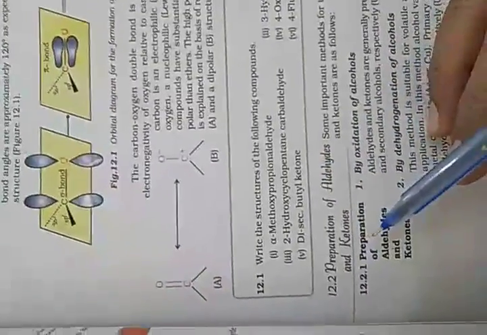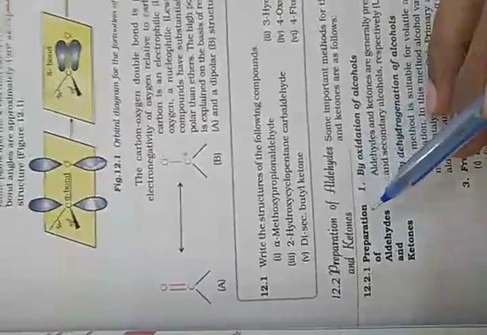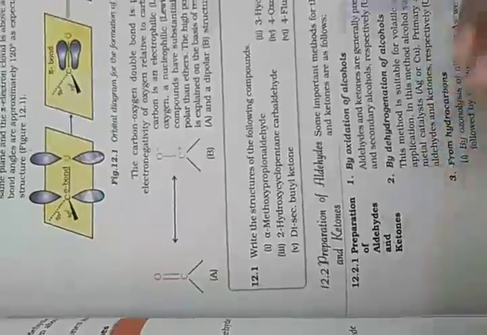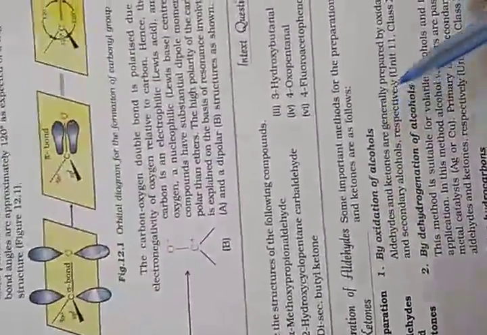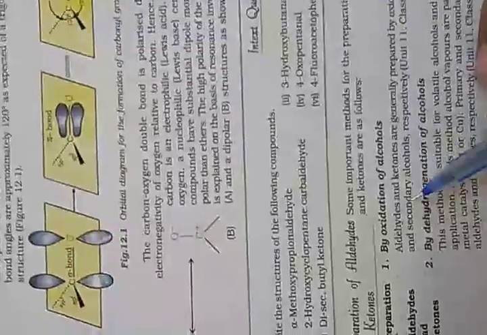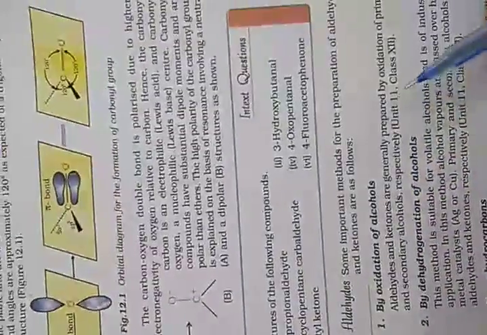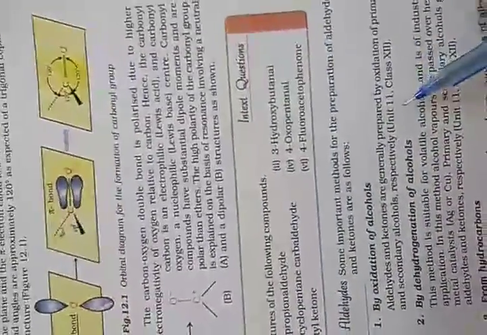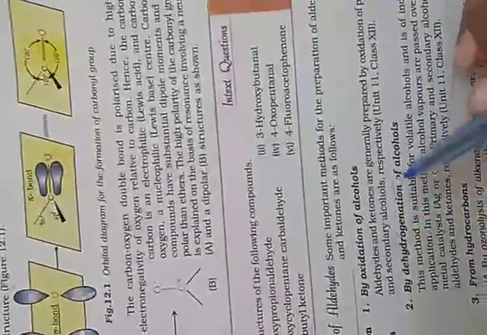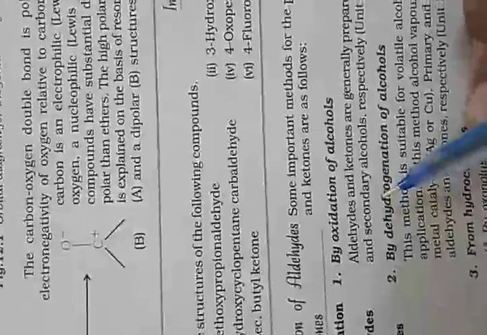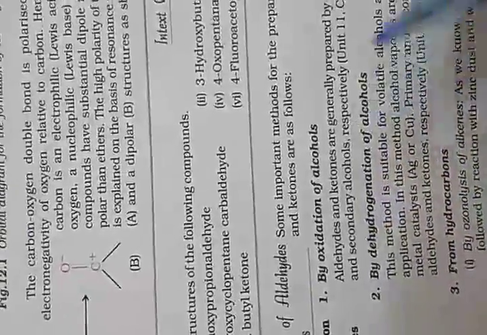Now our next topic is 12.2, preparation of aldehydes and ketones. First, by oxidation of alcohols. Already in 11th, in unit 11, you did that aldehydes and ketones are generally prepared by oxidation of primary and secondary alcohols. From primary and secondary alcohols you are aware how to prepare aldehydes and ketones.